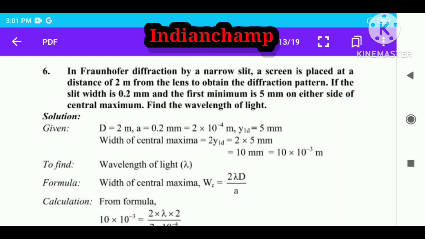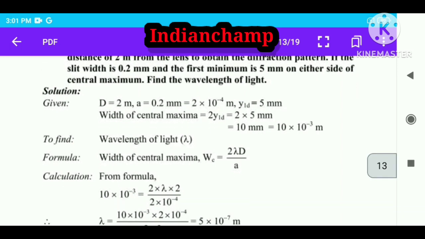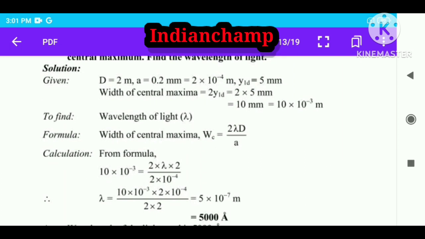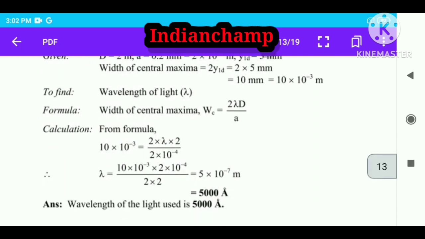Solution. Given D is equal to 2 m, a is equal to 0.2 mm is equal to 2 into 10 raised to minus 4 m, y is equal to 5 mm. Width of the central maxima is equal to 2y is equal to 2 into 5 mm is equal to 10 mm is equal to 10 into 10 raised to minus 3 meter. To find the wavelength of light lambda. Formula: width of the central maxima W_c is equal to 2 lambda D divided by a.